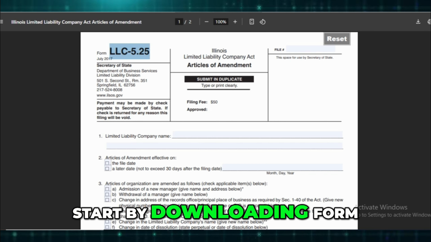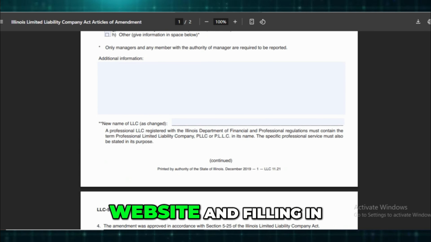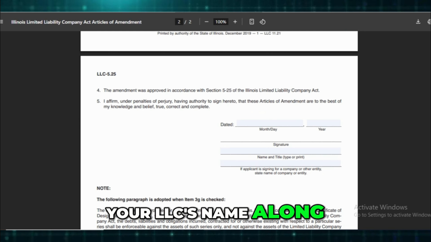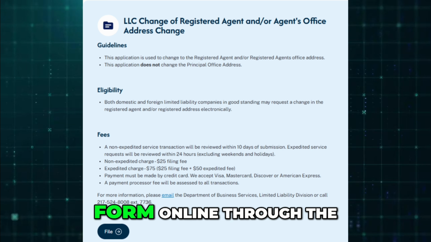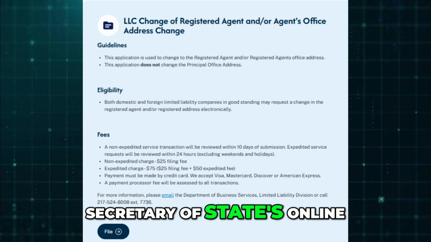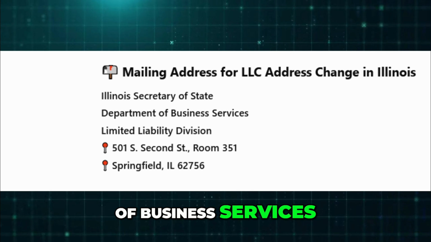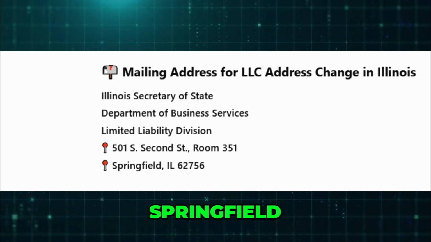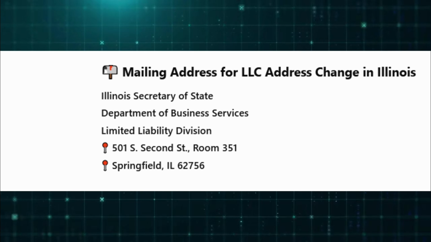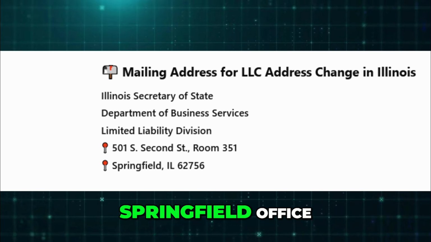Start by downloading Form LLC 5.25 from the Secretary of State's website and filling in your LLC's name along with the new principal office address. Once completed, you can file the form online through the Secretary of State's online filing system or mail it to the Department of Business Services, Limited Liability Division, at 501 South 2nd Street, Room 351, Springfield, Illinois 62756. Alternatively, you may deliver it in person to their Springfield office.